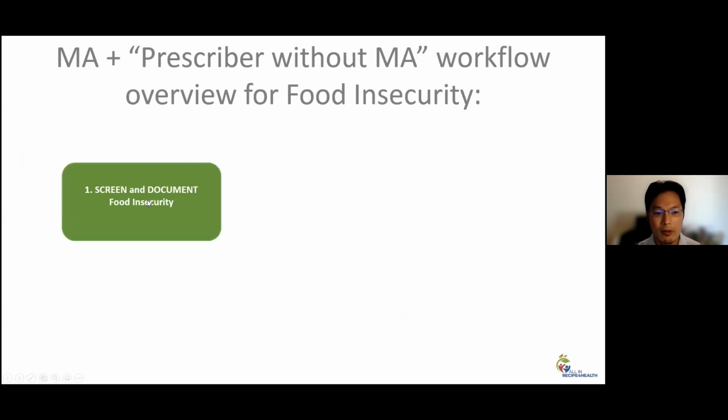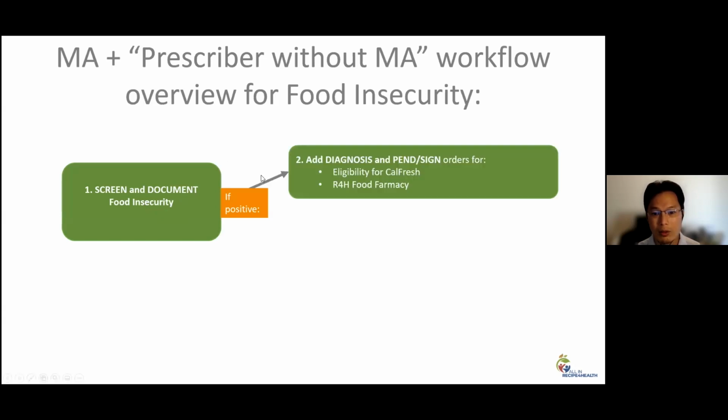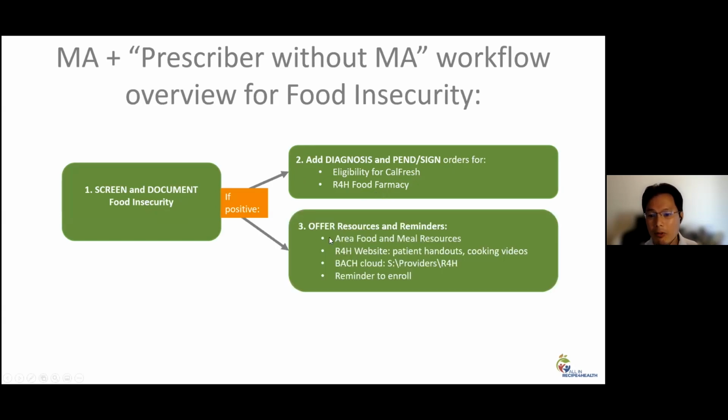So if you remember, the first step is screen and document food insecurity. Document in the EHR, is there or is there not? And if it's positive, you want to add the diagnosis and pend and sign the order. Hopefully you've all tried this on. If you haven't, this is your chance to try it on this week. If they're positive, you pend the order for eligibility and you pend the order for referral to the food pharmacy. This is just food insecurity right now. We're not dealing with chronic disease. And then you can offer resources and reminders.